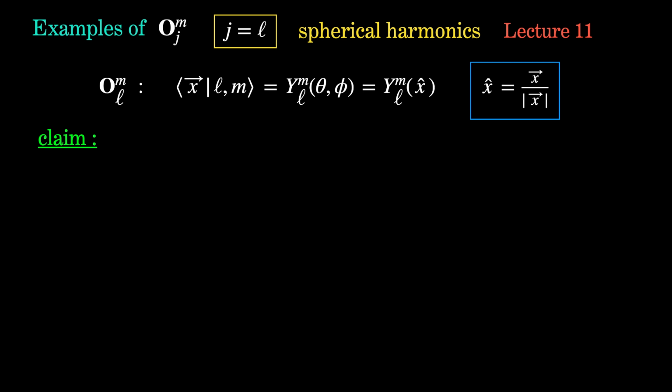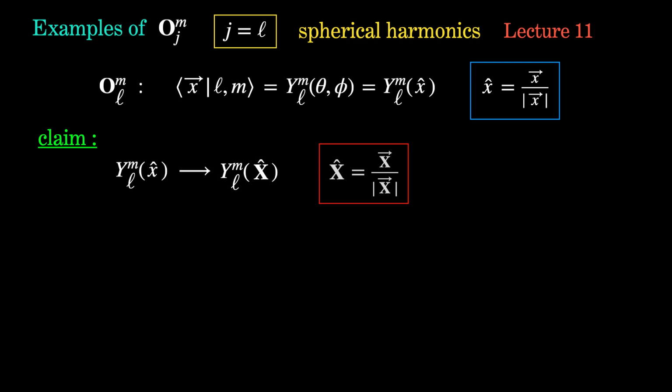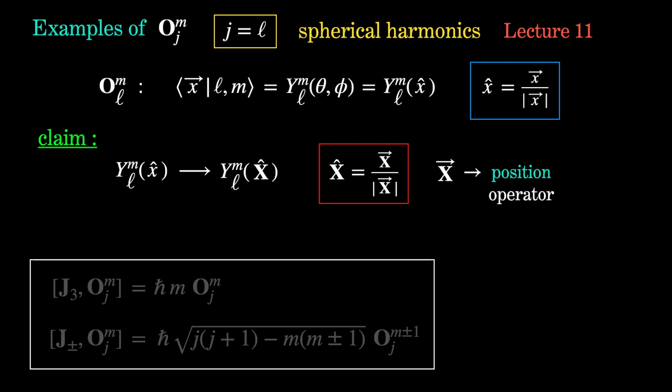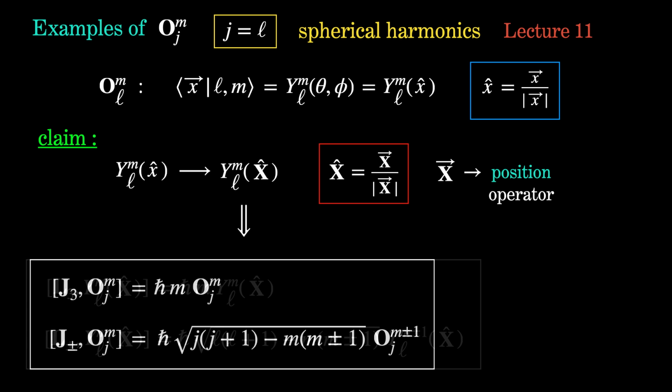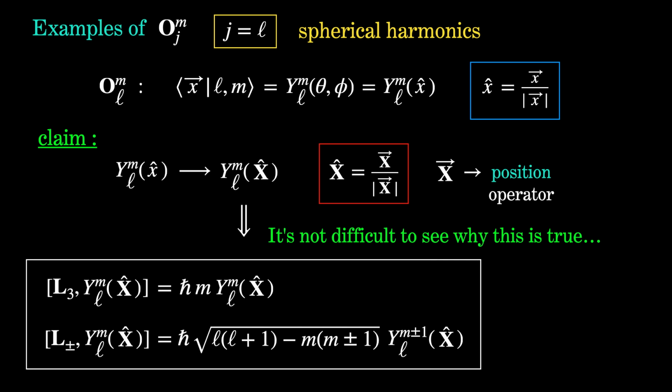Now here's the claim. If we substitute the direction vector in the spherical harmonics by its operator representation, we will have a set of operators that form an angular momentum multiplet that have the same quantum numbers as the spherical harmonics, which satisfy the commutation relations below. It is actually not difficult to see why this is true once we know how the spherical harmonics themselves transform under rotations. For a start, let's show that these operators satisfy the first commutation relation.